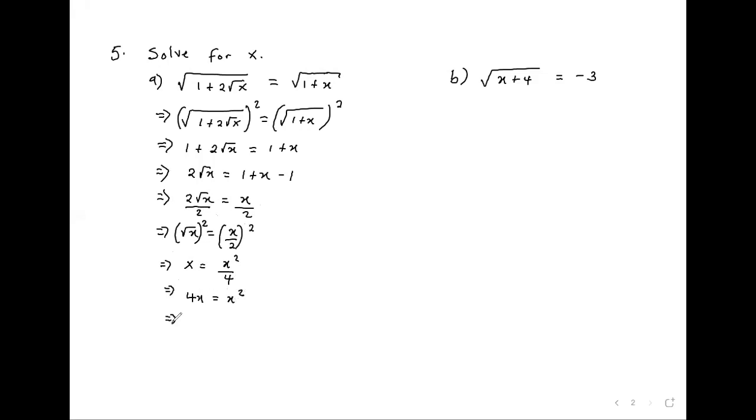It has become a quadratic, so we need to be careful. x squared minus 4x is equal to 0. Factor out x, we remain with x times x minus 4 is 0. So x is 0 or x minus 4 is 0. This is x is equal to 4. So we have this, we also have this.